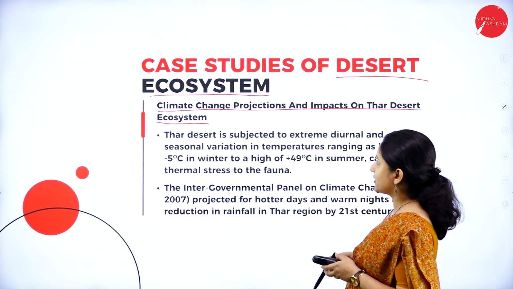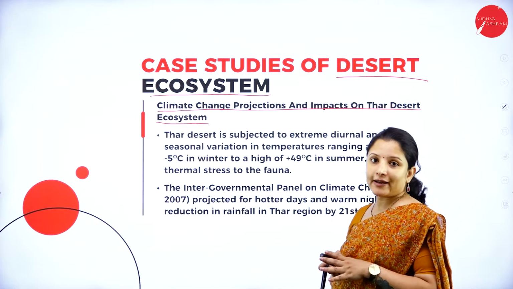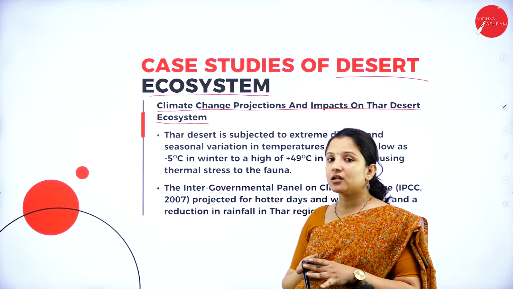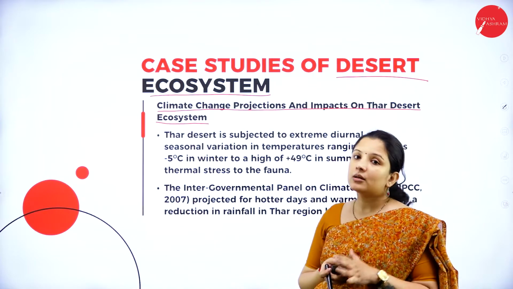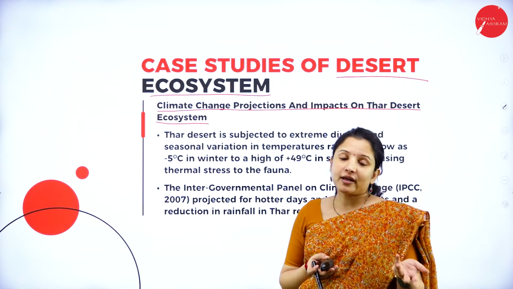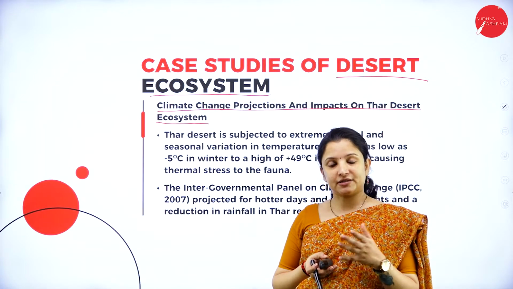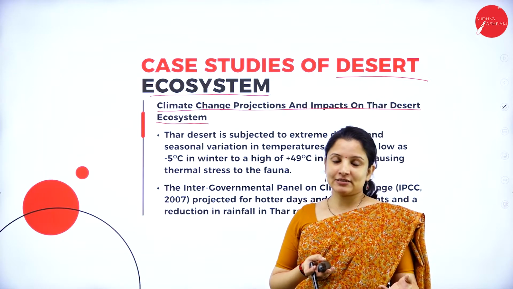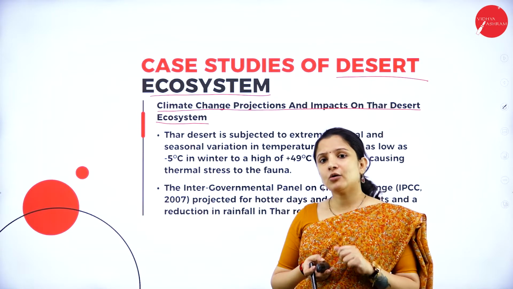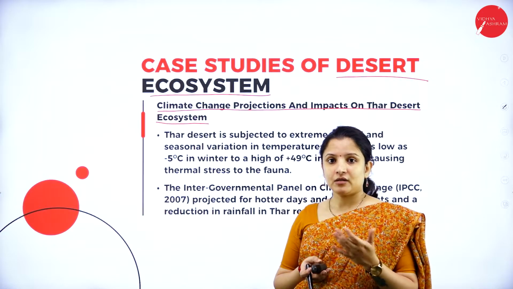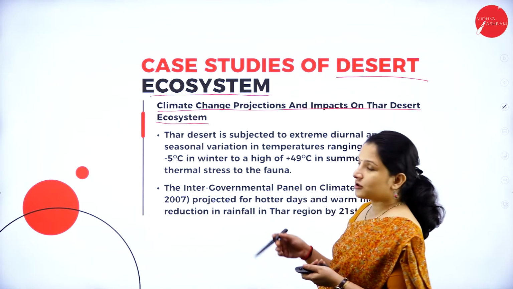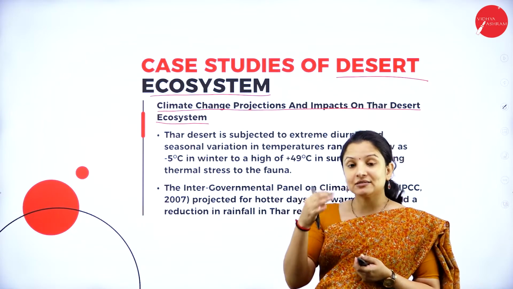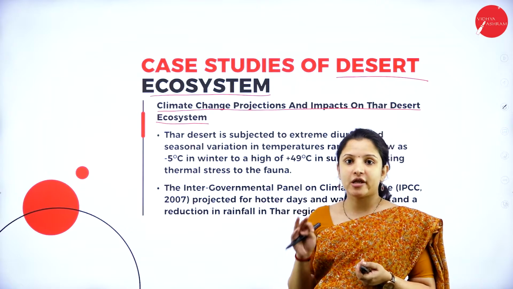Climate change projections and impact on Thar ecosystem. That is the Thar desert, which is the largest desert in India, in Rajasthan. We might think, what can happen to the Thar desert, right? First of all, it is very, very hot, with no proper vegetation, and it receives very little rainfall. But still, how can climate alter the Thar desert? So here we have taken a case study that shows what can happen to the desert ecosystem if a climate change occurs.